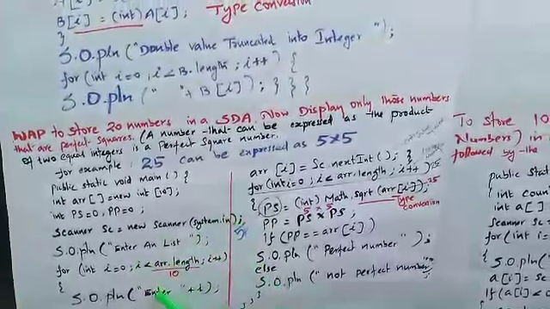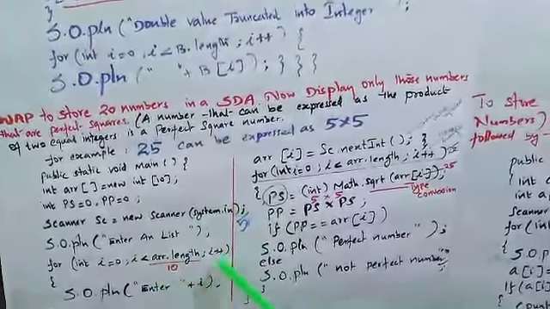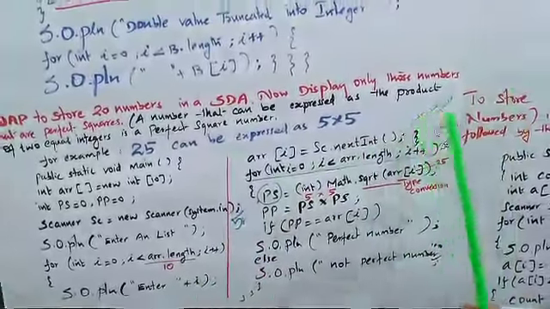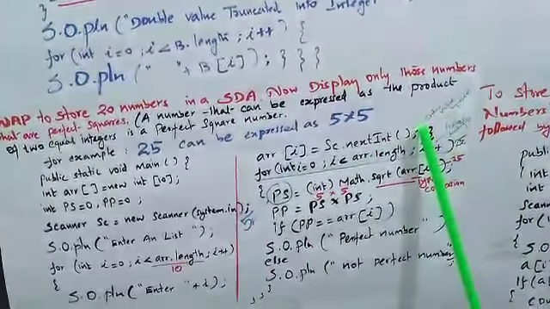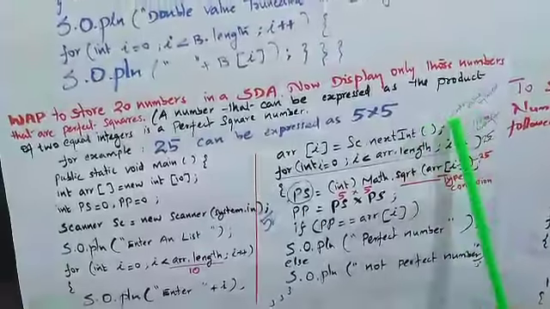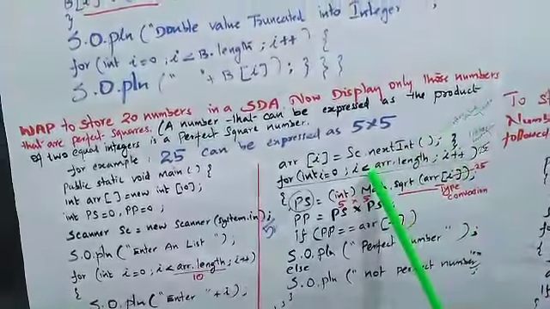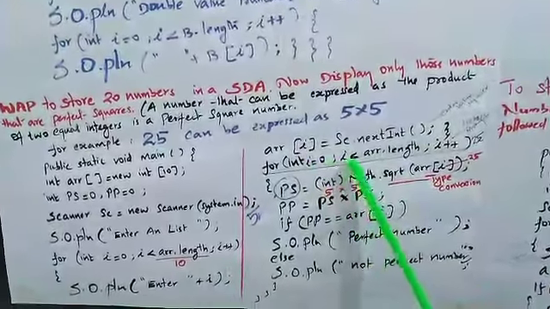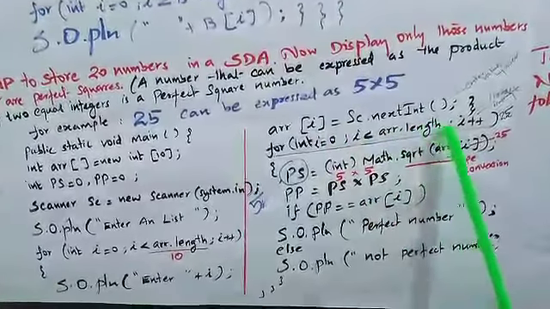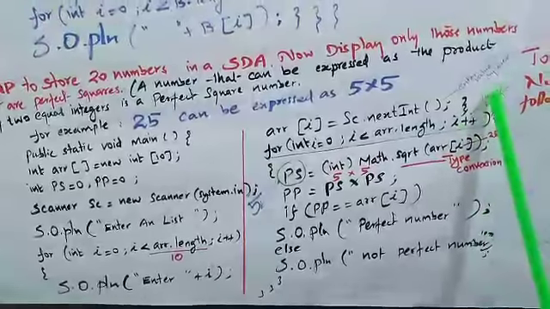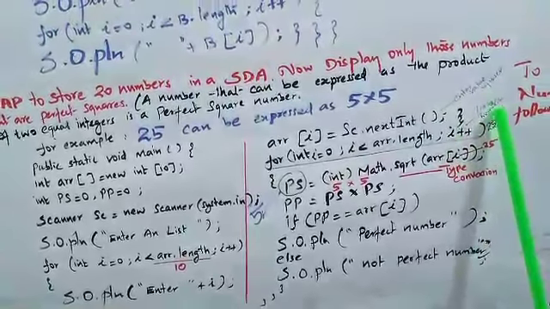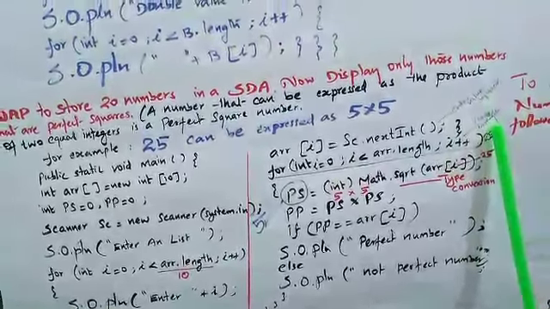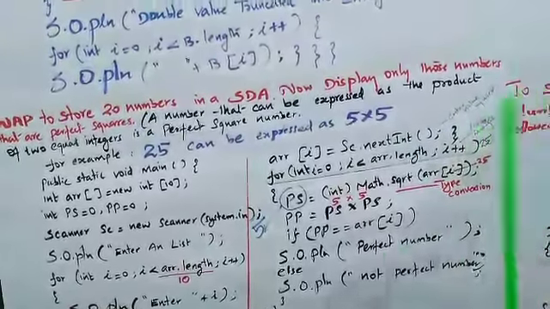And after that, System.out.print enter. Here the user has to enter the values. For that purpose you have taken one loop: for int i = 0, i less than array.length, i++. Suppose the user enters the value 25. So what do we have to do?